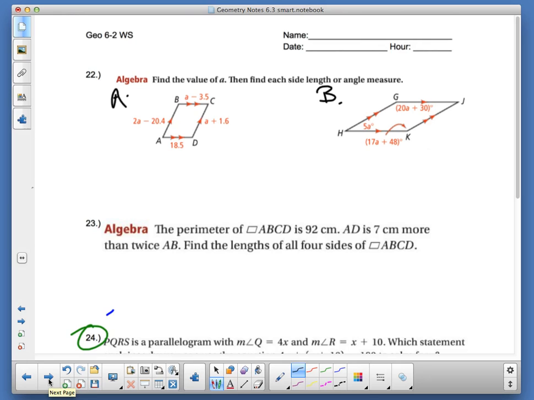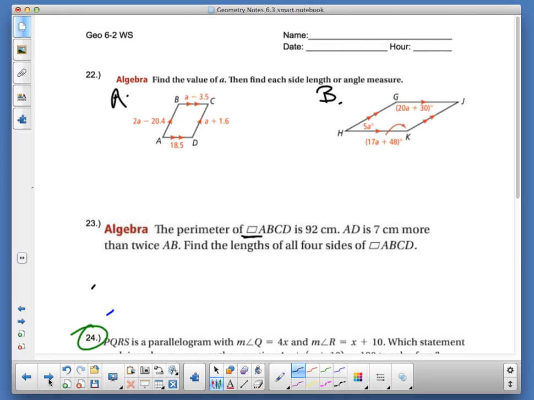23. The sides AD and BC are equal. They're both 33. AB and DC are equal. They're both 13. Questions there? Yes, sir. 23? Okay, so the perimeter of a parallelogram, that's what that little shape means, parallelogram, is 92.